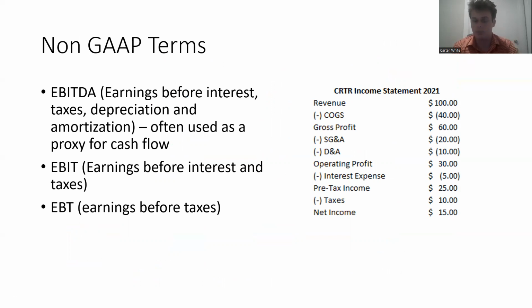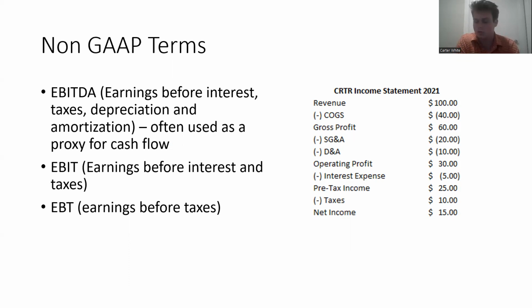EBITDA is just an acronym for earnings before interest, taxes, depreciation, and amortization, and is often used as a proxy for cash flow. People oftentimes like to compare companies using their EBITDA rather than their net income because they think that it's a better comparison because things like interest expense, taxes, and depreciation are kind of arbitrary, right? People, if they really just want to look at how a company is operating, probably wouldn't care how much taxes they're paying or their interest or their depreciation because it's just non-cash.